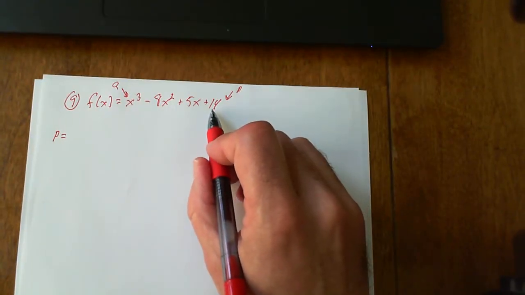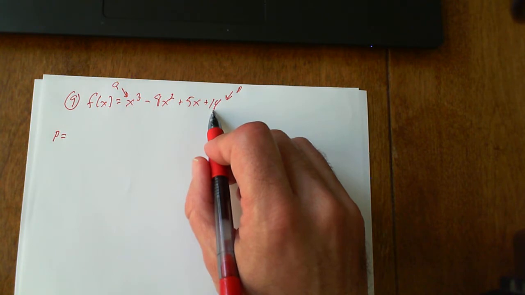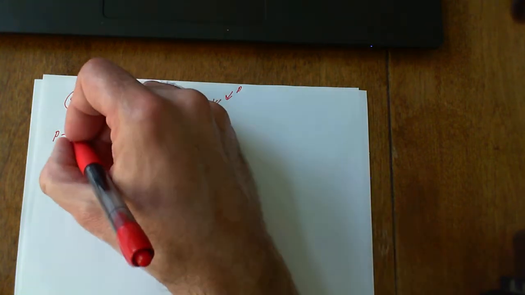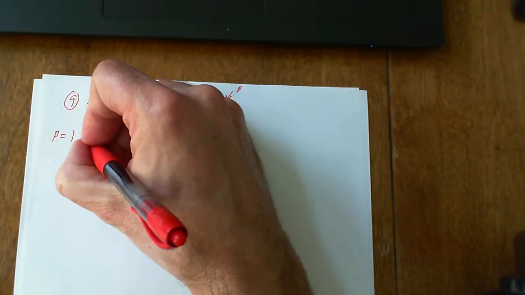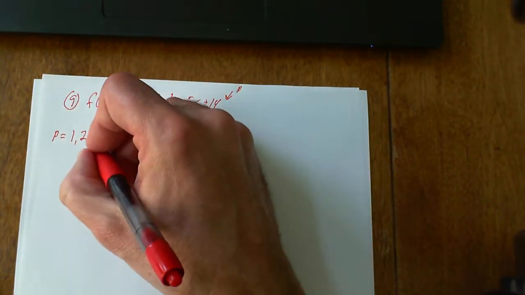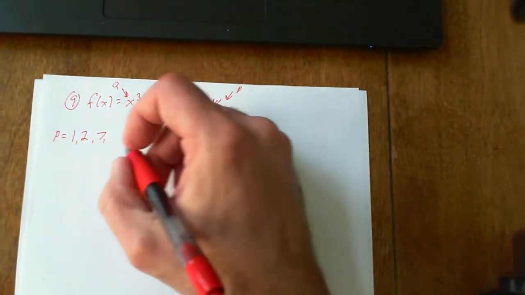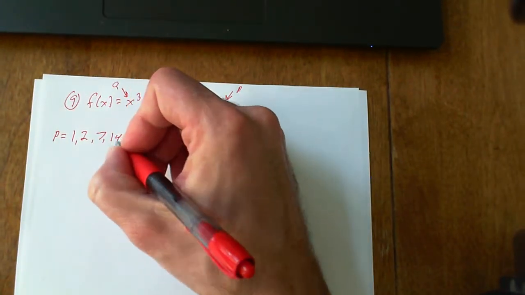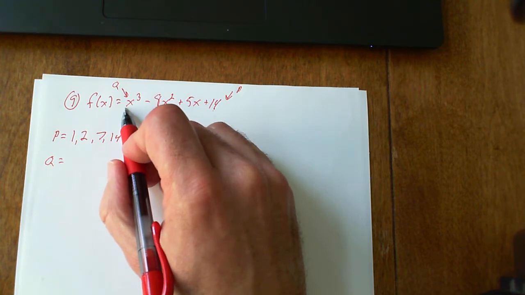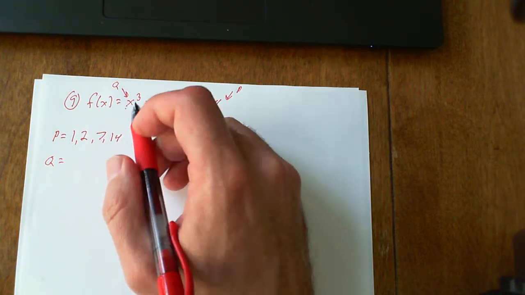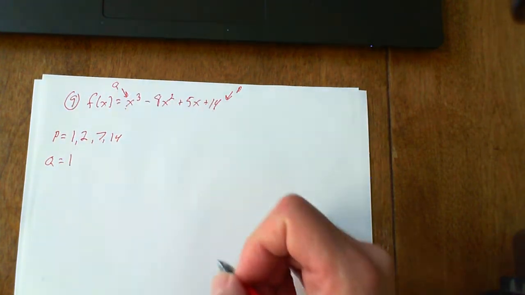Okay. What are my factors of 14? 14 is 1, 2, 7, and 14. What are my factors of Q? Q is 1, right? So our list of factors of Q is just 1.